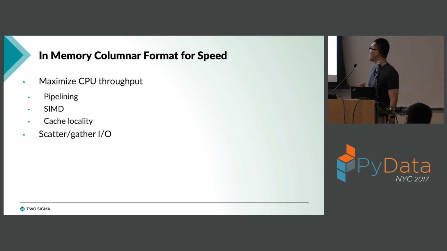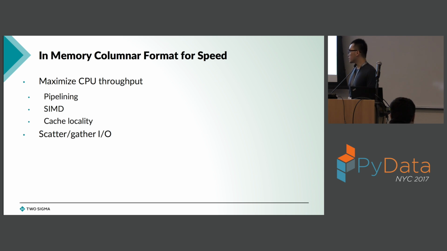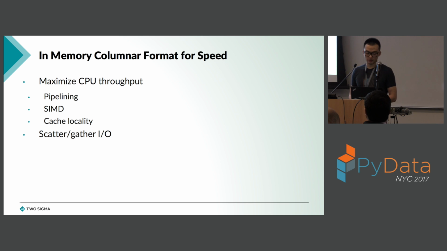Also, these different value vectors can be accessed very efficiently using offsets. Arrow is really designed for high performance, which means it's designed to maximize CPU throughput by using things like pipelining, SIMD, or cache locality. Also, Arrow is great for scatter-gather I/O, which means you can write a single stream of I/O into multiple buffers very efficiently using just the OS operation.